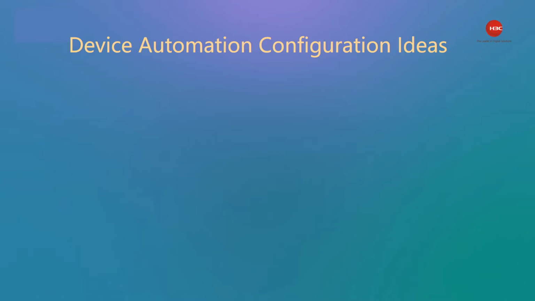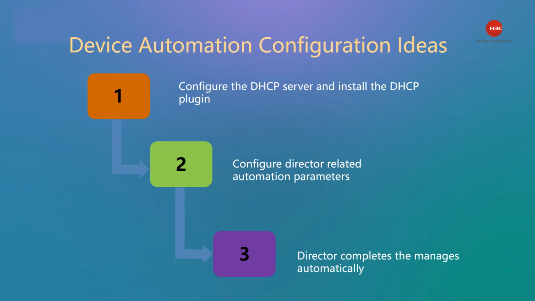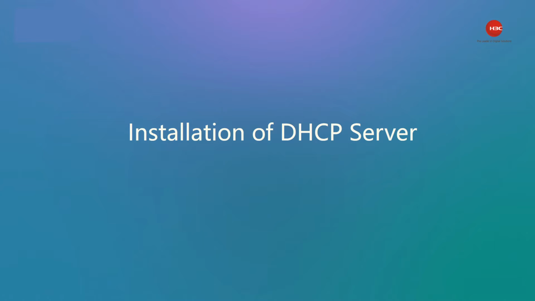The automation deployment configuration is generally divided into three steps. The first step is to configure the DHCP server and complete the DHCP plugin installation. The second step is to complete the configuration of automation-related parameters on the director. The third step is after the device is started with empty configuration, the director will automatically complete the management of the device. So first, the installation of DHCP server. So let's go to the detail about it.